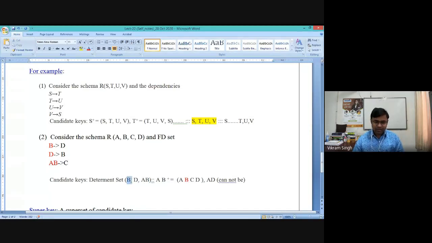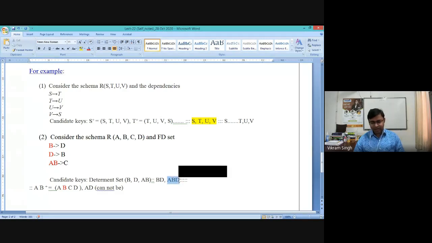So you can combine B with D and see if BD is able to determine all, or you can combine D with AB. B is already there in the AB. So you can have two options: BD, then ABD. You can experiment with these two options, because AB is already there. By using BD, you will be able to access only BD itself. But with ABD, you can claim that ABD is also able to access all the attributes. So ABD is also a viable option.